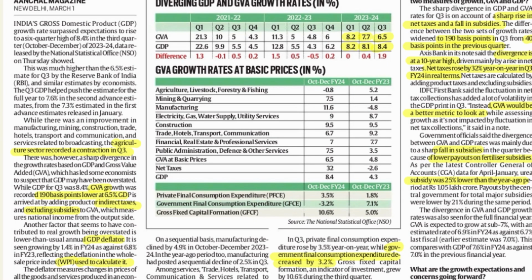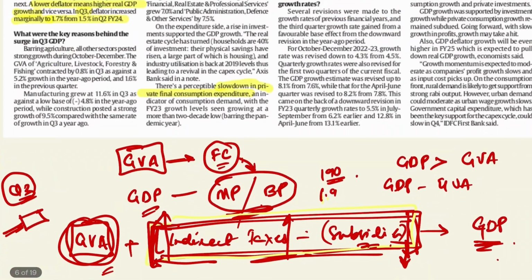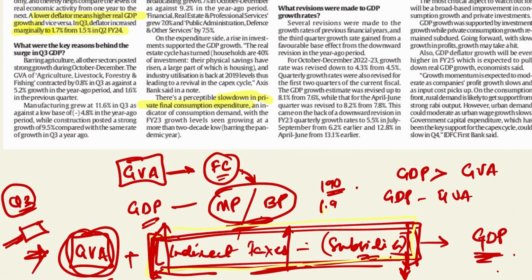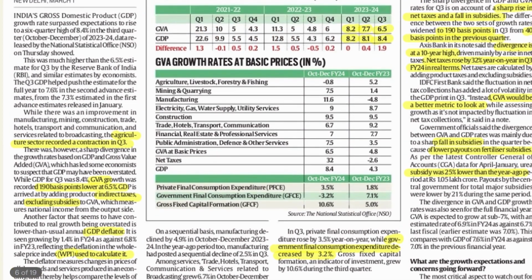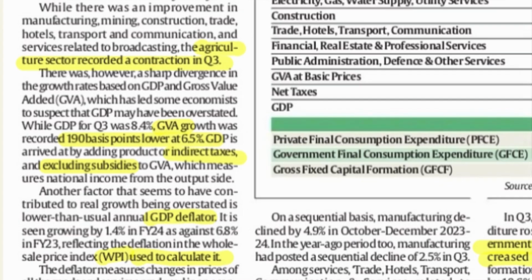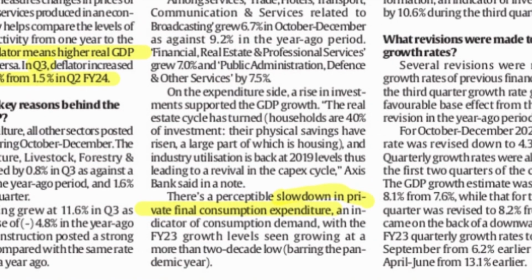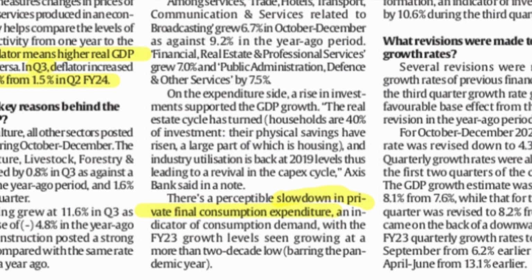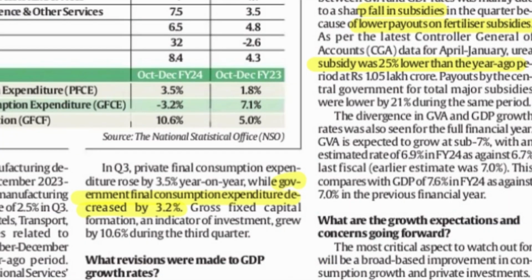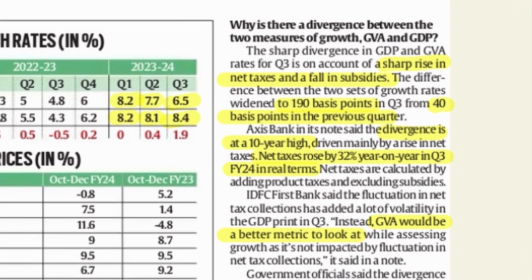But yeah, in this channel at least, we have to follow a principle of neutrality. But more than neutrality, we should follow objectivity. And being objective, this needs to be clearly understood. Alright, so we'll just go through the highlighted things. 190 basis points lower than GDP is the GVA this time. There's a perceptible slowdown in private final consumption expenditure. Alright, those are not the points I want to talk about here.